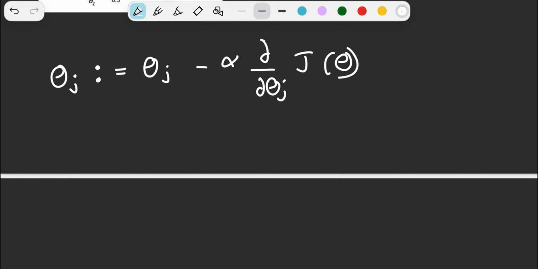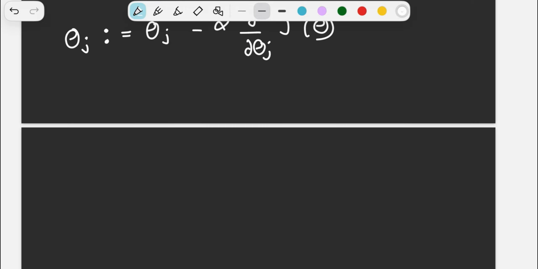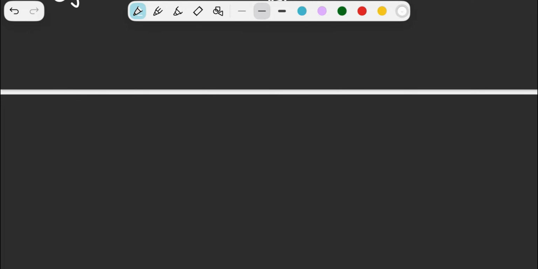Now, you might be wondering, well, what's the point of machine learning? I'm going to give you a brief summary so that we can be on the same page.